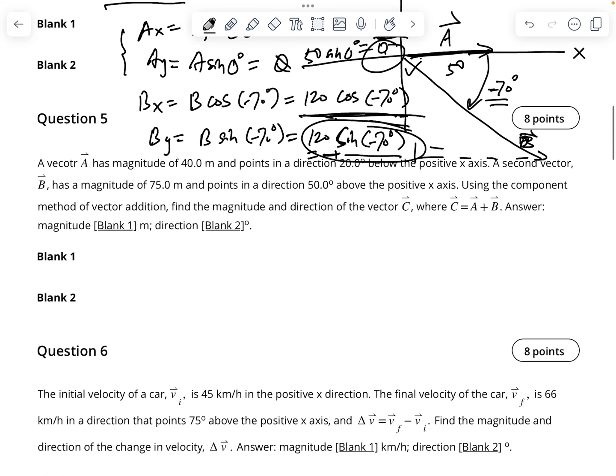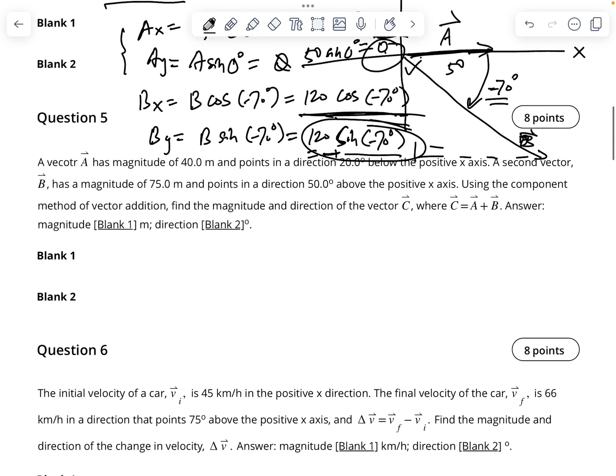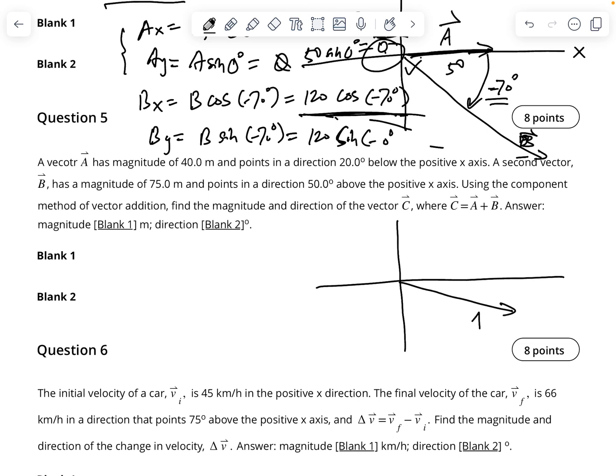Number 4. Number 5. The vector A has a magnitude of 40 meters and points in the direction 20 degrees below the positive x-axis. Okay, 20 degrees below. This is the A vector, 40 meters, so 20 below x. Remember to put a negative 20. This is a negative 20, because you come from the x-axis and rotate clockwise to this vector, so it will be negative 20 degrees.